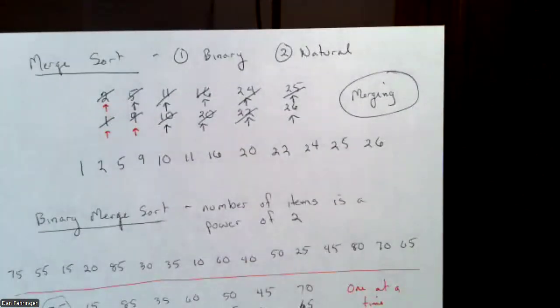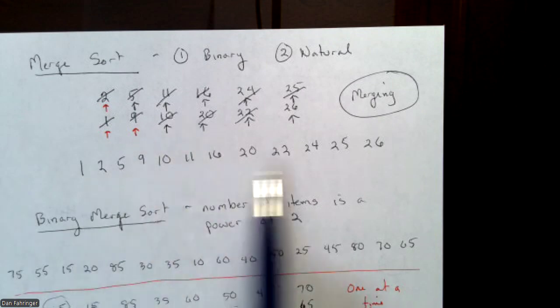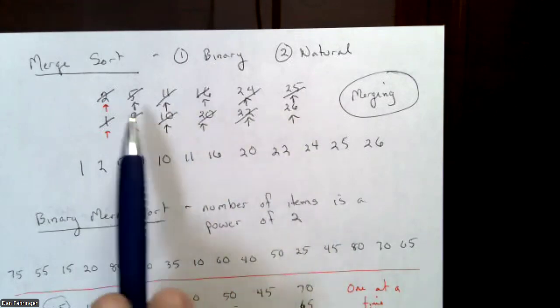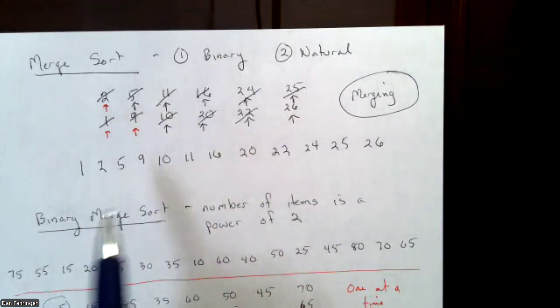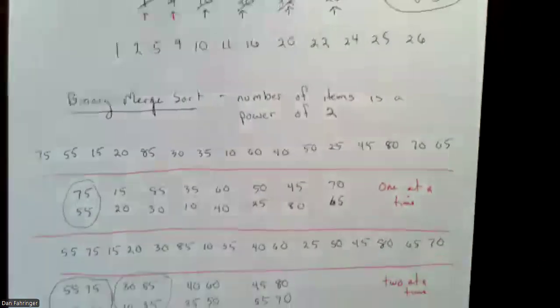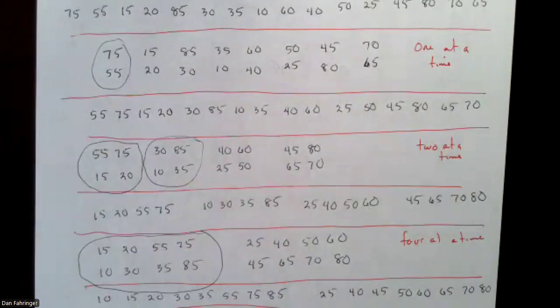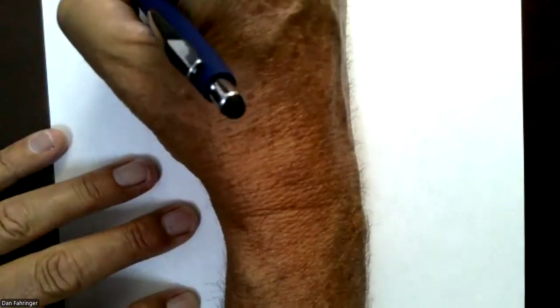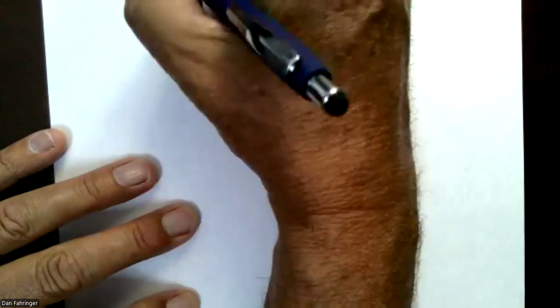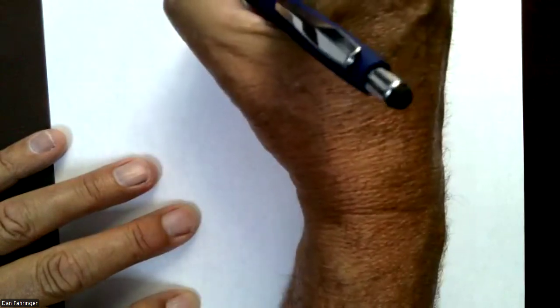Okay. As I said, there are two merge sorts. The first one was the binary. We had a list, we created two arrays and we merged them into one, then created two and merged them. We went by ones and twos and fours. Okay. Let me get a new piece of paper. The next one, the second one, is called the natural merge sort.